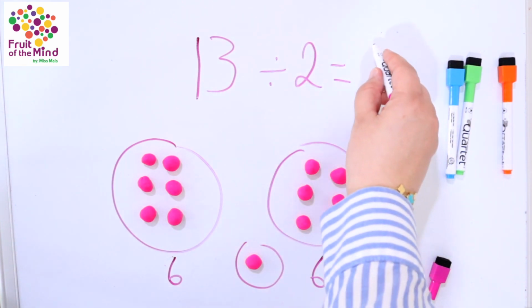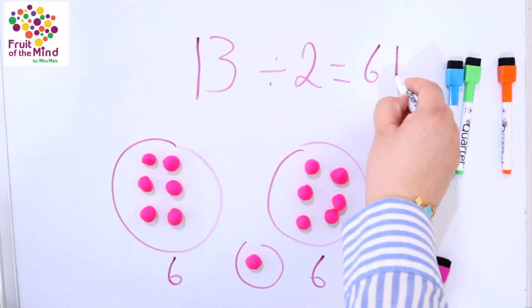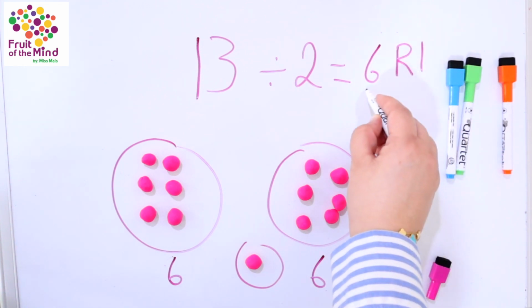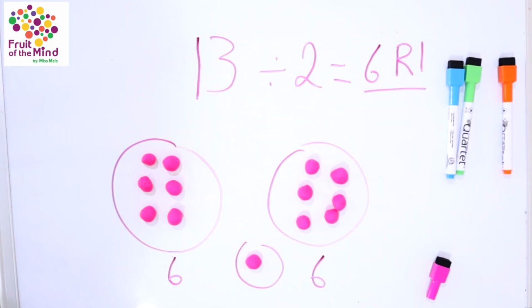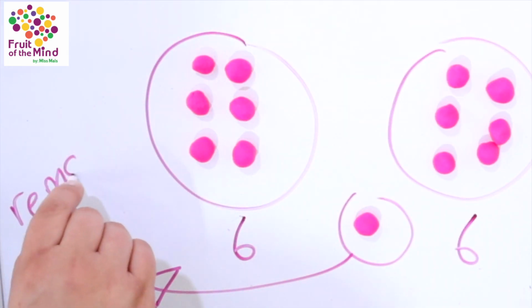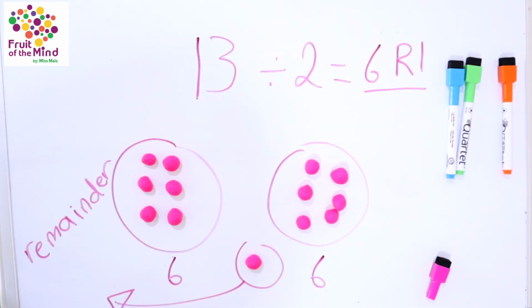So my quotient now is 6 with a remainder of 1. This is how we write a quotient with a remainder. So this extra or leftover, we call it a remainder. Now, using all of these strategies, the equal groups, place value charts, using the manipulatives like the Play-Doh and the base 10 blocks, it is time to move to our next step and start using only symbols, only the numbers in the long division.